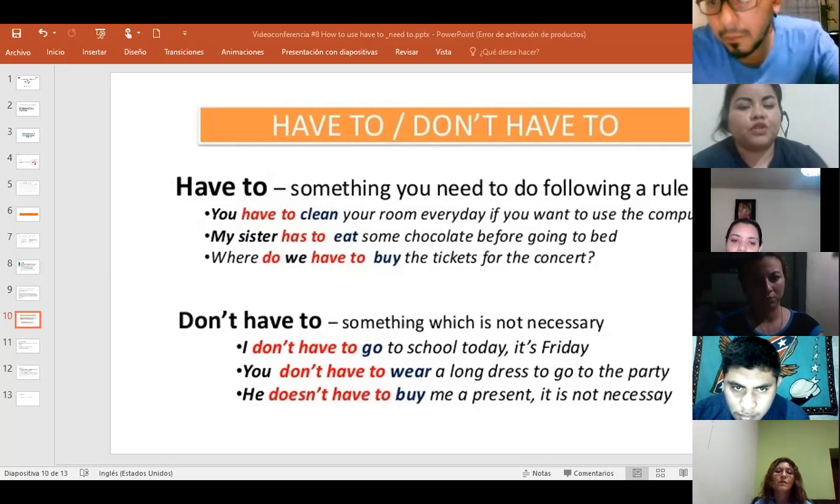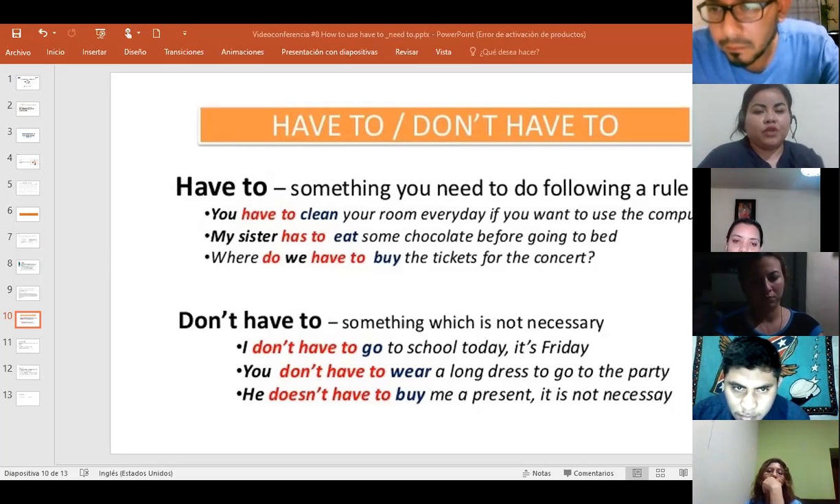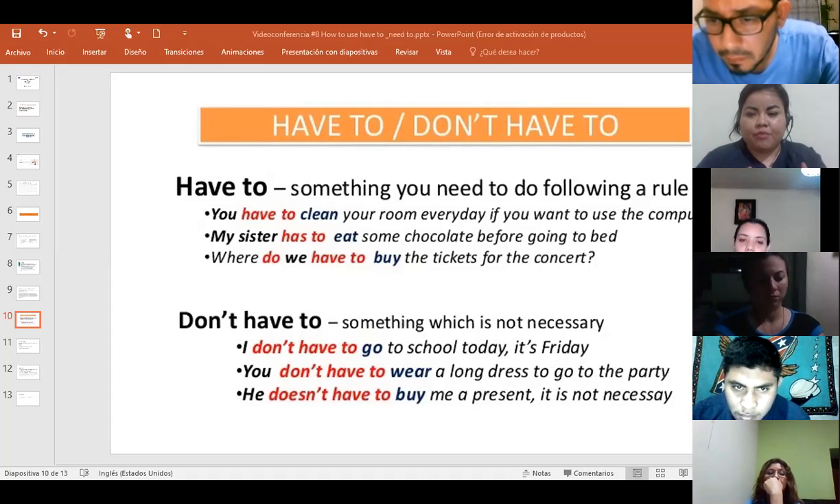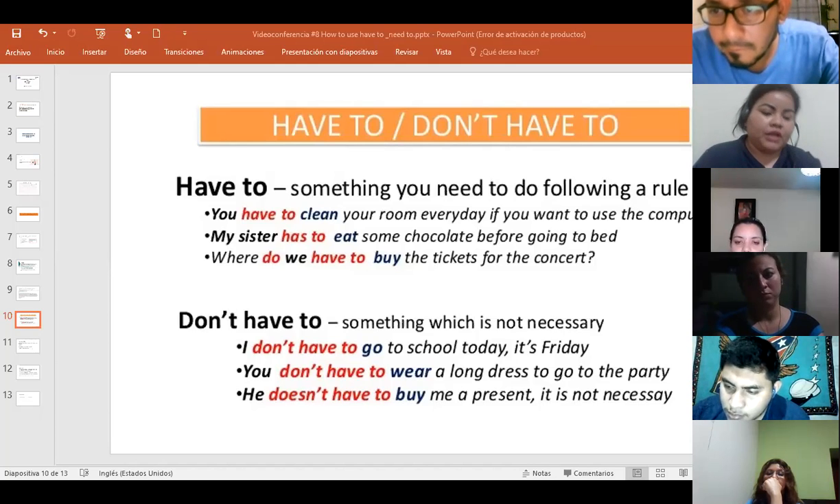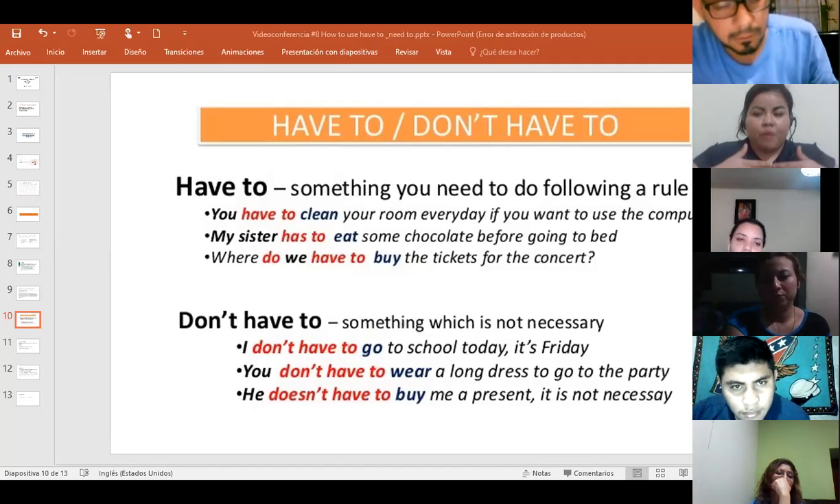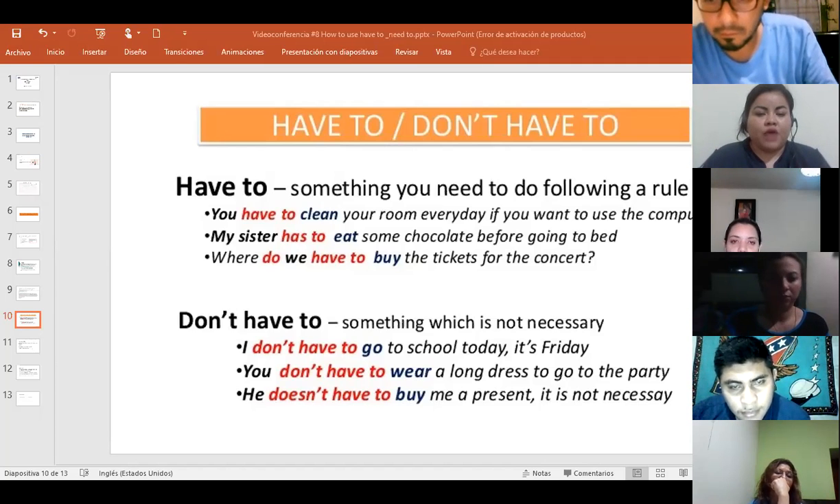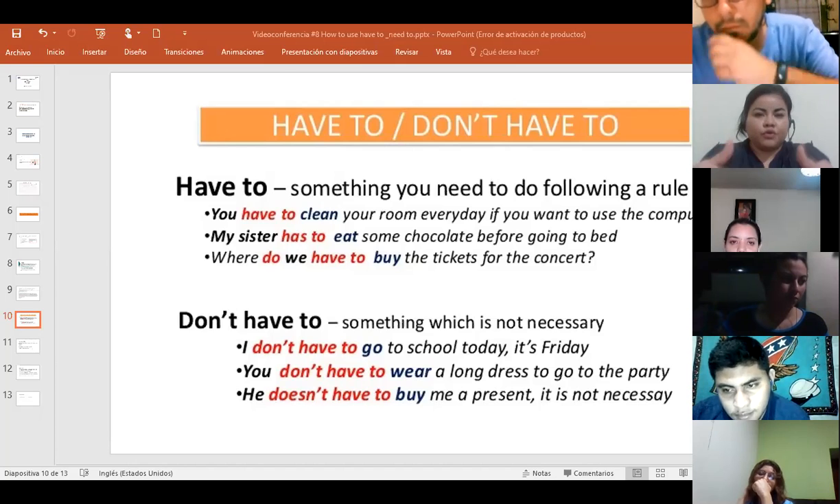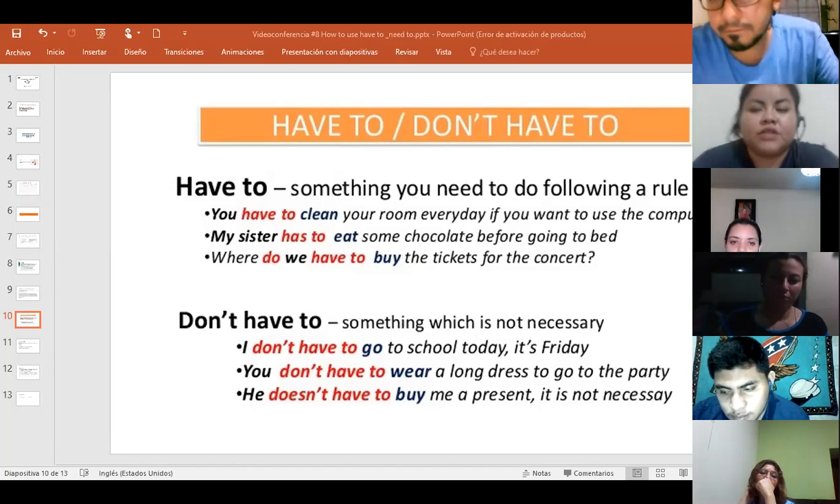Fíjense que la preposición to es una preposición que nos ayuda también a hablar de movimiento. Okay? Listen to me. I have to go to the supermarket. I have to go to the bank. So I move from one place to another. Where do you have to go? I have to go to somewhere. Okay. Entonces siempre vamos a utilizar la preposición to cuando nos estamos hablando que nos vamos a mover de un lugar a otro.